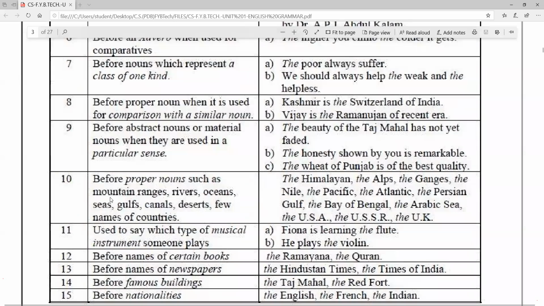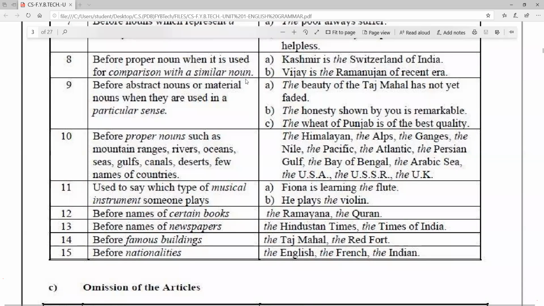Then eighth one is before a proper noun when it is used for comparison with a similar noun. So when we use proper nouns to compare with another noun, we have to use the article before that noun. For example, Kashmir is the Switzerland of India. Here we are comparing Kashmir with Switzerland. So these are the two tourist destinations, that is Kashmir and Switzerland. And we call Kashmir the Switzerland of India.